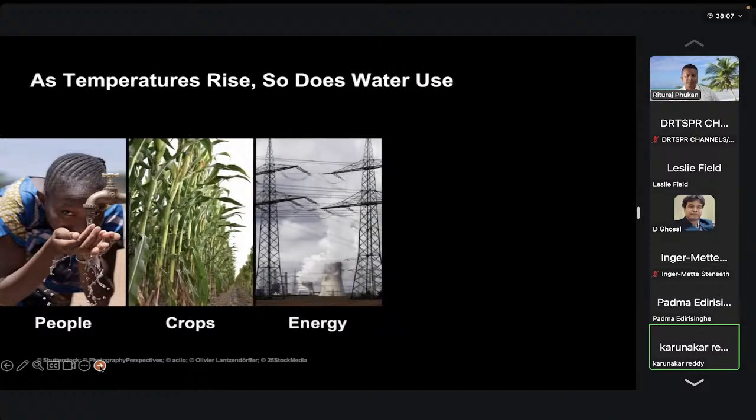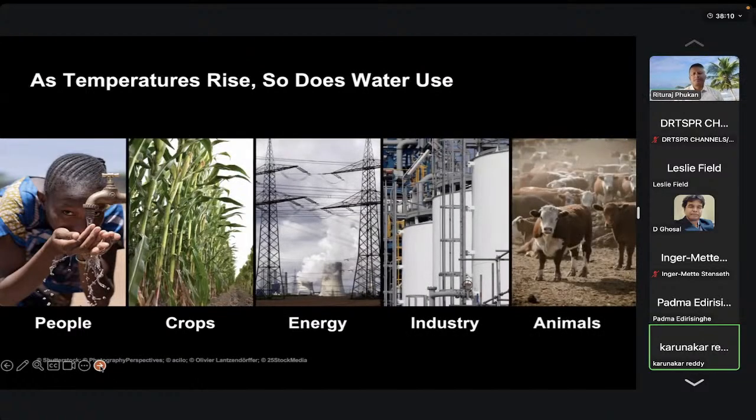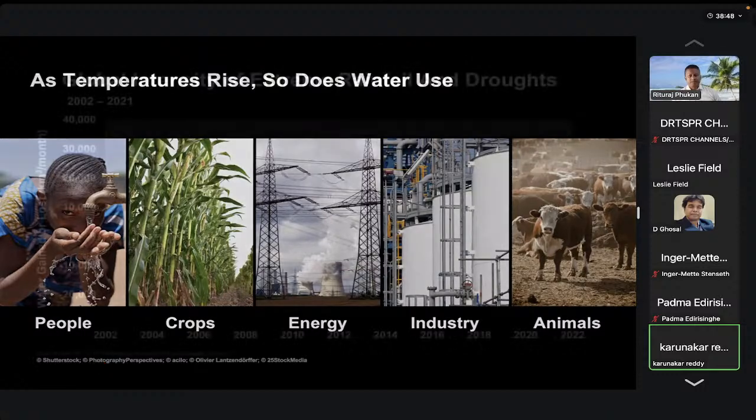As temperature rises, we know that due to global warming and climate change there are a lot of extreme weather conditions, either droughts or floods. People require more water. Agriculture requires more water. If the climate warms, energy demand will be higher because of our alternative cooling activities. Industry requires more energy and animals require more water. So water is directly impacted by climate change.